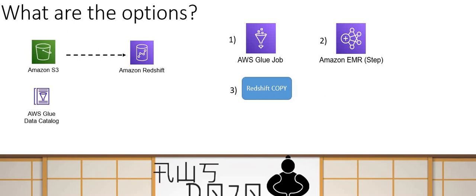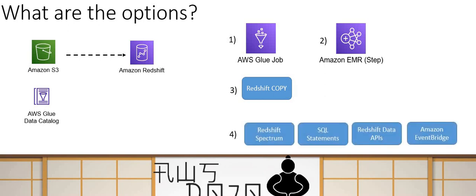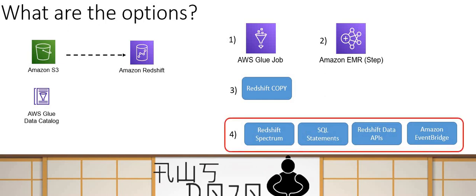And the fourth option is that you can use a combination of different capabilities like SQL statements within Amazon Redshift, the Amazon Redshift Data API, and Amazon EventBridge to orchestrate this whole process of moving data from S3 to Redshift. So this is the option I want to discuss today.